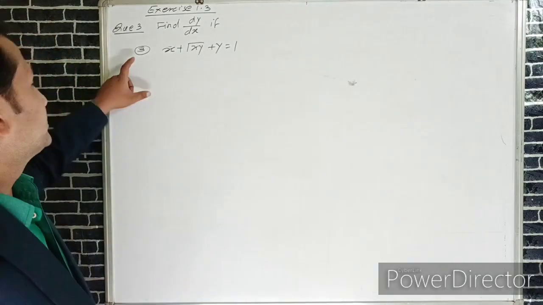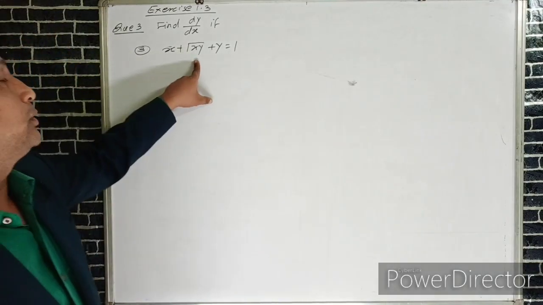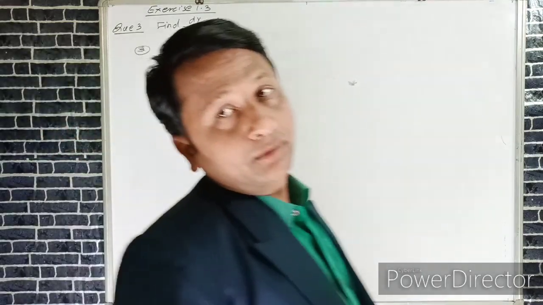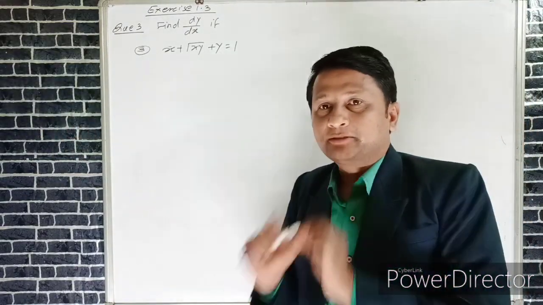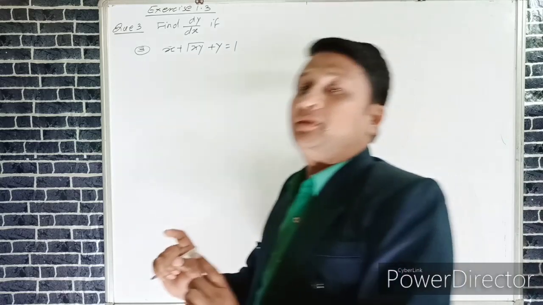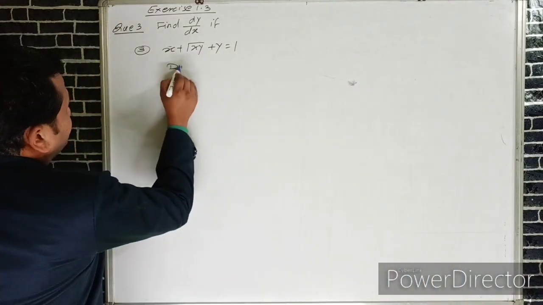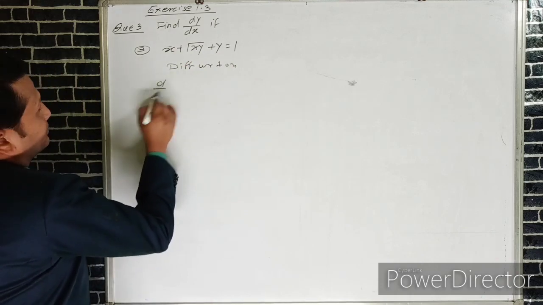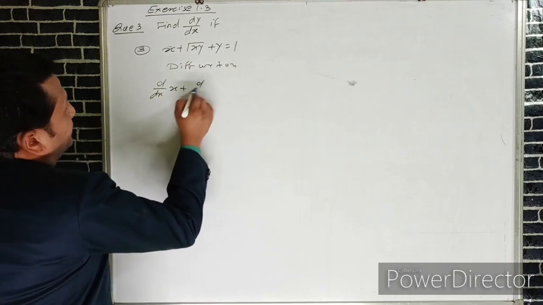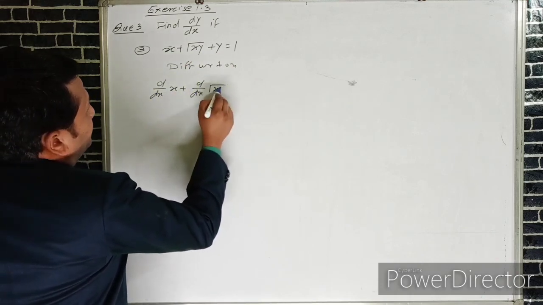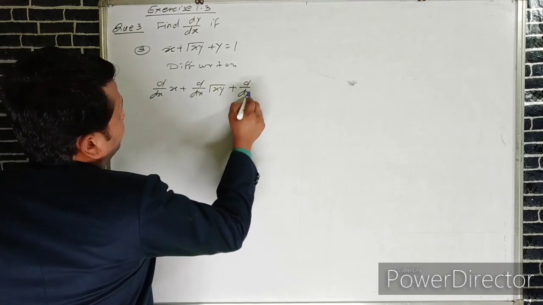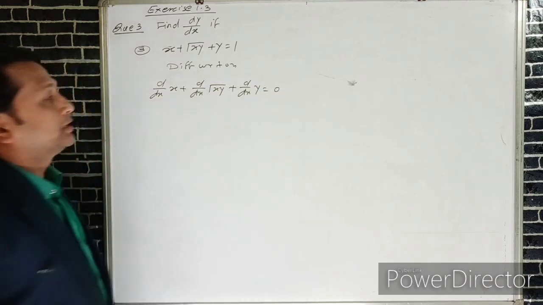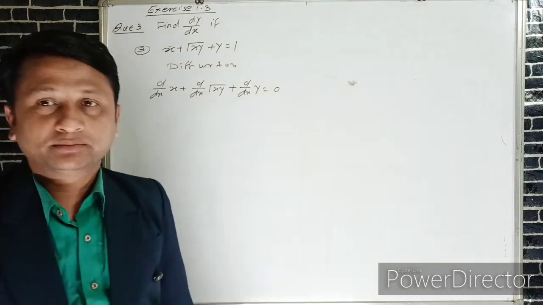Again, the given function x plus root xy plus y equals 1 is in the form of implicit functions. Again, we differentiate the given function with respect to x. We can take a derivative of x plus a derivative of under root xy plus a derivative of y, and the derivative of 1, which is a constant function, is 0.